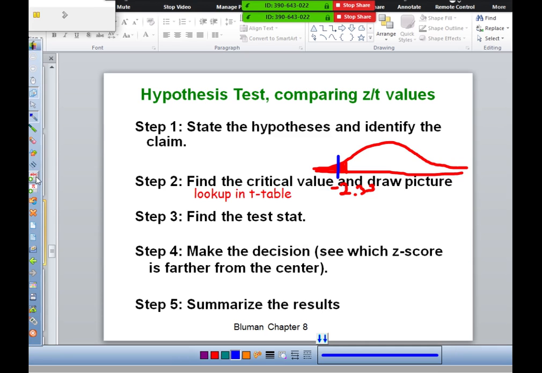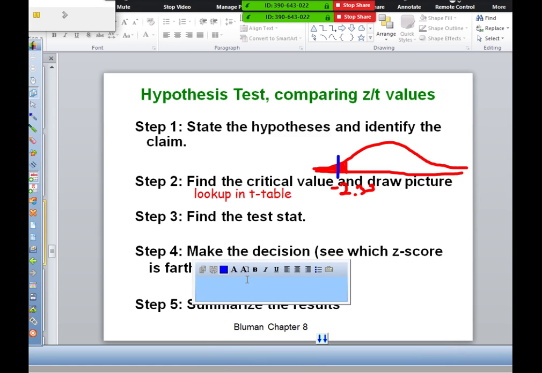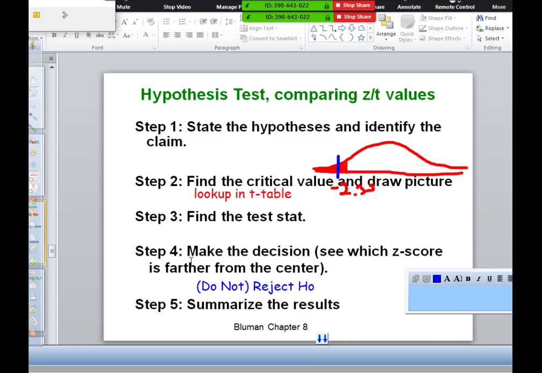Step 4, maybe make a note, your two options are either reject H naught or do not reject H naught. So you're either going to say reject H naught or do not reject H naught. That's step 4. That's it. That's all you're putting for step 4.